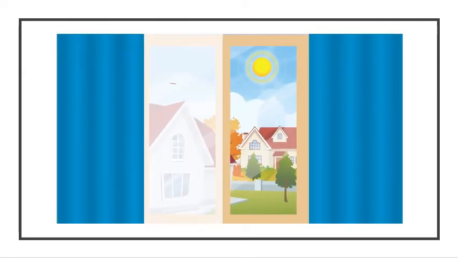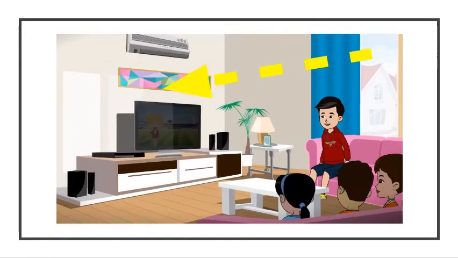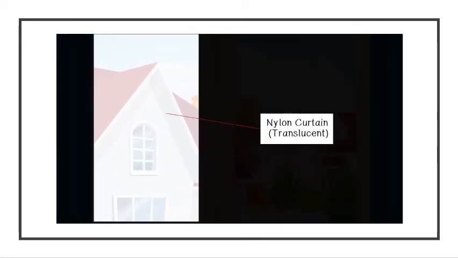Other materials like the nylon curtain allow some of the light to pass through them. They form a faint shadow. These materials are called translucent materials. We can see any object placed behind a translucent material, but it appears blurry.